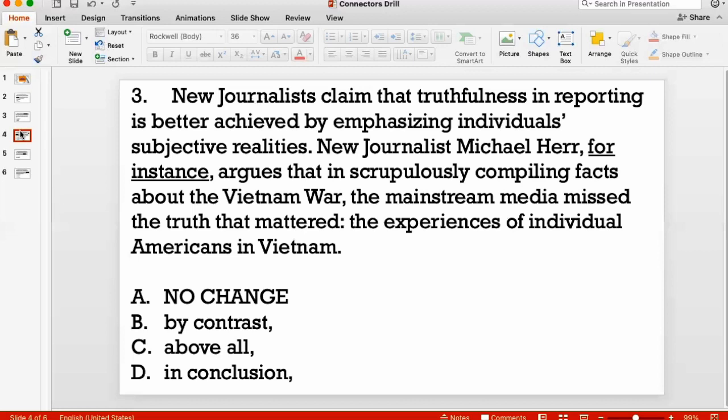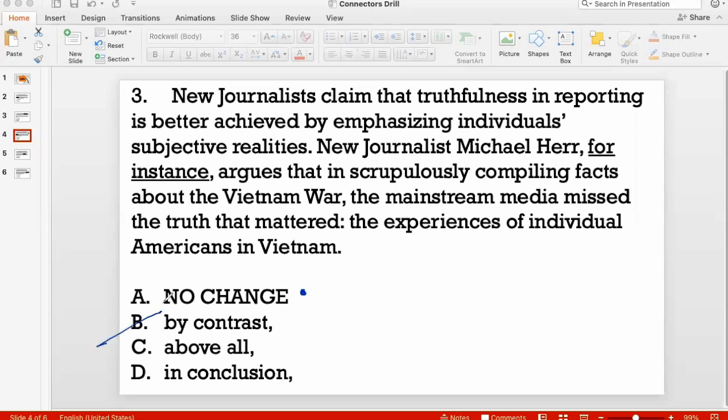The first sentence tells you what new journalism is, and the second sentence presents an example in the context of the Vietnam War. So I like "for instance," because "for instance" is used to say that this is an example. For instance, Michael Herr argues that in Vietnam, this is what should have been done. So I like that. "By contrast" is not correct because the second statement is not a contrast to the first statement. So that is definitely not correct.